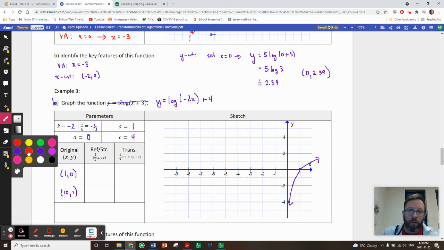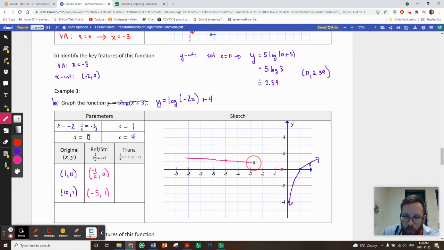When we do the reflection and stretching, we're multiplying the x by 1 over k. So (1, 0) will go to (-1/2, 0). And (10, 1) will go to (-5, 1). So (-1/2, 0) and (-5, 1). I'm not used to drawing them this way. That wasn't half bad. So that's what that transformed function looks like for that first stage, applying all the stretches, compressions, reflections.